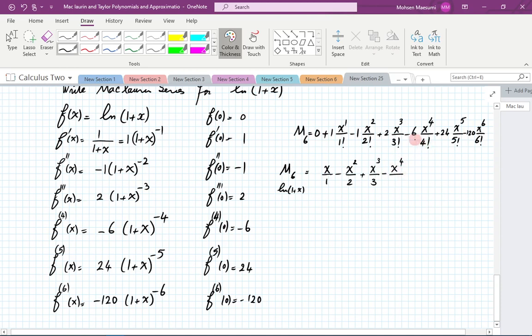1, 2, 3, 4. This is 3 factorial. 1, 2, 3. You simplify, 4 survives. This is 1, 2, 3, 4. This is 1, 2, 3, 4, 5. You simplify, 5 remains. And this one, of course, this is 1, 2, 3, 4, 5. And this is all the way through 6.